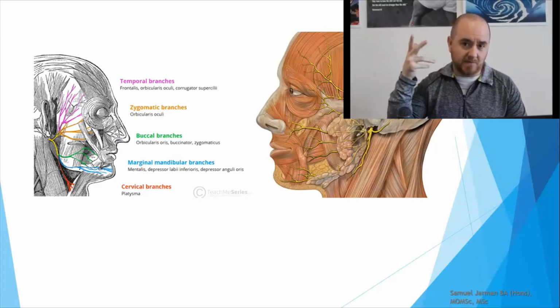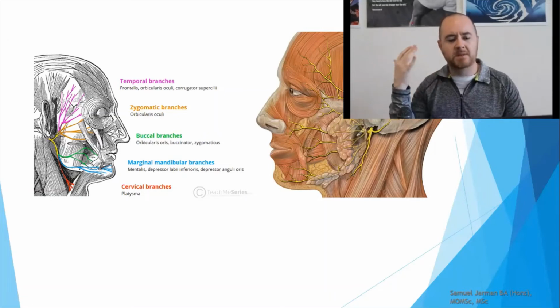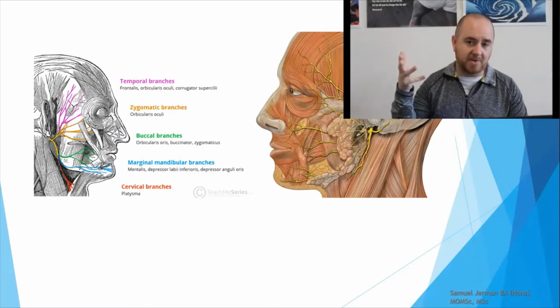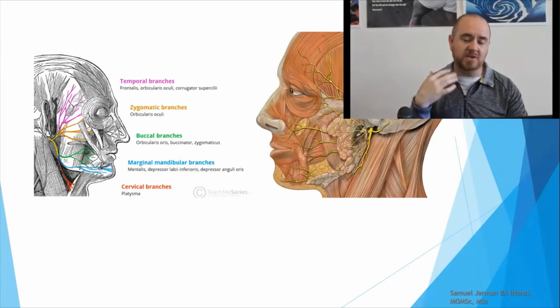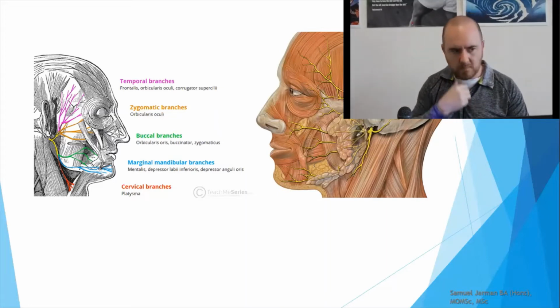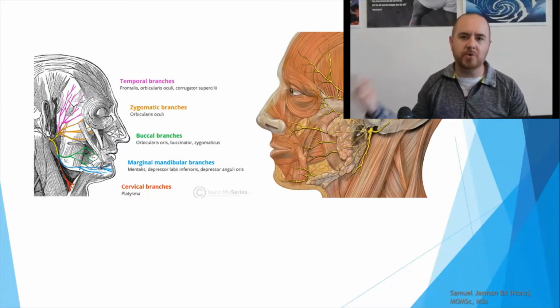The Z, or for Zanzibar, is the zygomatic branches. The B is buccal branches. The M is marginal mandibular branches, or mandibular branches, depending on who you talk to. And then the cervical branches is really only the platysma. The platysma is very, very superficial. It's going to kind of tighten the neck, or tighten the skin around the neck at least. So those are your branches.